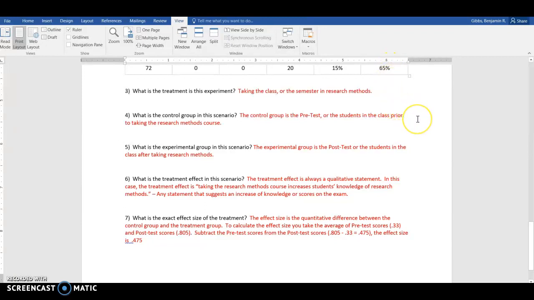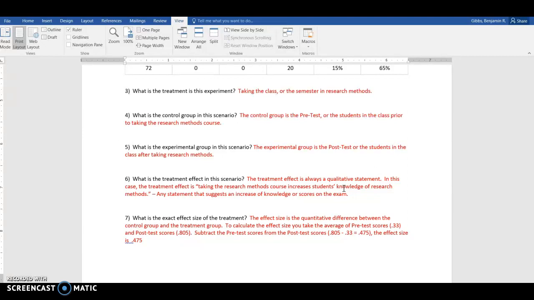Students on the post-test averaged 35%. So this statement is still true. Taking the research methods course did increase the knowledge of research methods. However, doing the math, it only increased it by 2%. So it gives you a more precise indication of how well the course did in improving individuals' research method scores.